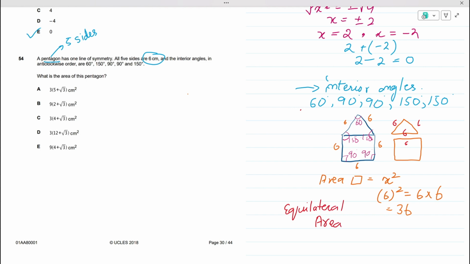And for finding the area of the equilateral triangle, there is a shortcut formula: root 3 by 4 x square, where x is the side length. Here the side length of the triangle is 6, so 6 square is 36, right? So 36 root 3 by 4.